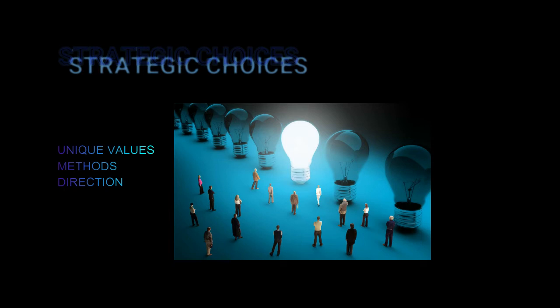Strategic choices are unique values, and unique values is explained as positioning for competition with rivals. And strategic methods, which is adapting, designing, executing the plans. And strategic direction is sustainable stages, uninterrupted sets of activities towards the vision.